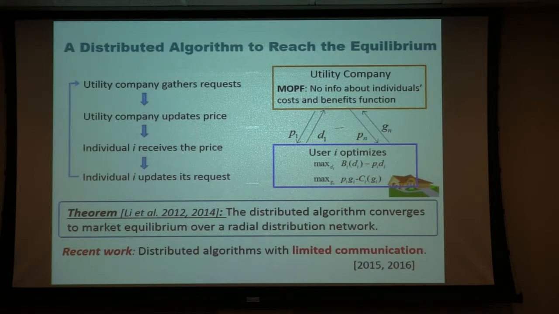Sorry, what is the form of communication in all this? What is the kind of information that's being exchanged? So, for example, in this one, the utility company sends back the price information, and here the individual person only sends the aggregated consumption or generation information back to the company. So the individual users can aggregate the power consumption of this house. Yeah. How realistic is that?